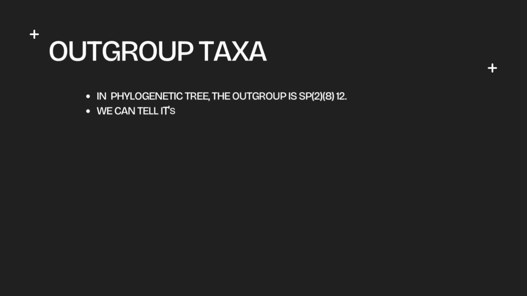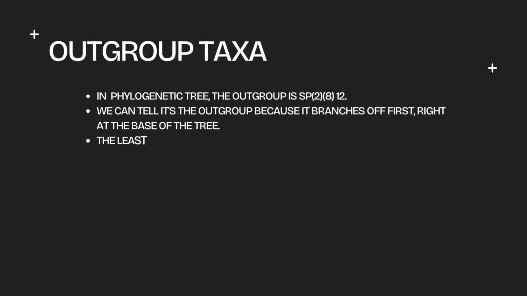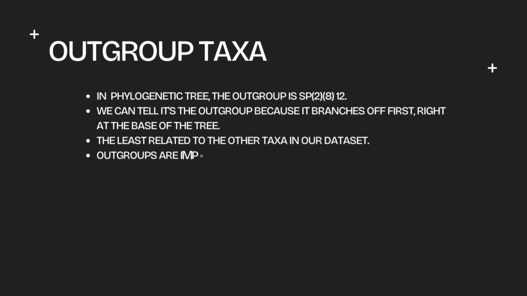In our phylogenetic tree, the outgroup is sp2 8 12. We can tell it's the outgroup because it branches off first, right at the base of the tree. That means it's the least related to the other taxa in our dataset.